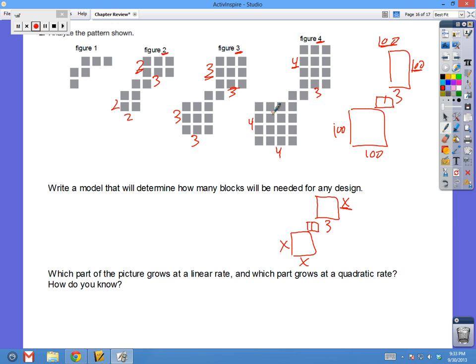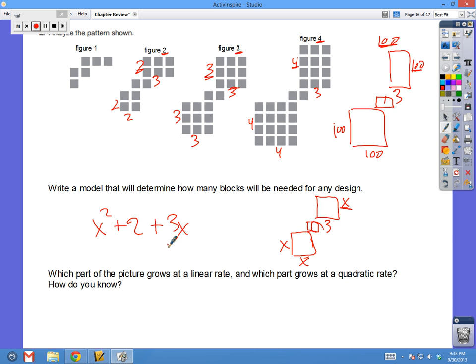So I'm going to count all these squares. I'm going to do base times height, then I'm going to get x squared. I'm going to count these 2 in the middle, x squared plus 2. I'm going to count these squares right here, x times 3, 3x. So there is my model, x squared plus 2 plus 3x.